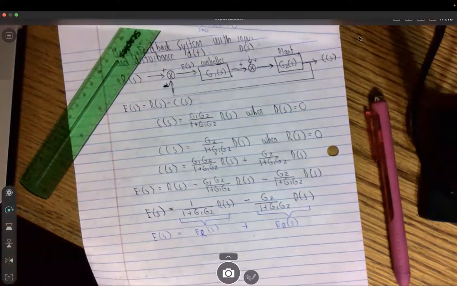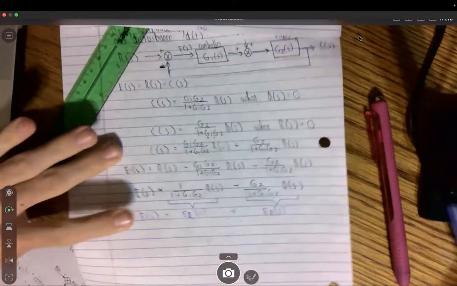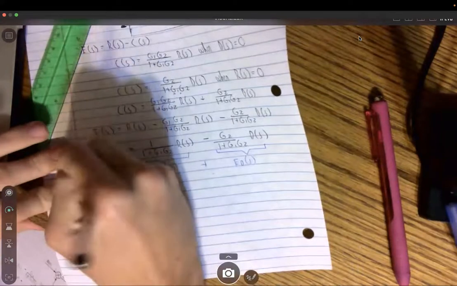Now that we talked about that, let's look at finding this for the following system. Let's look at the example.